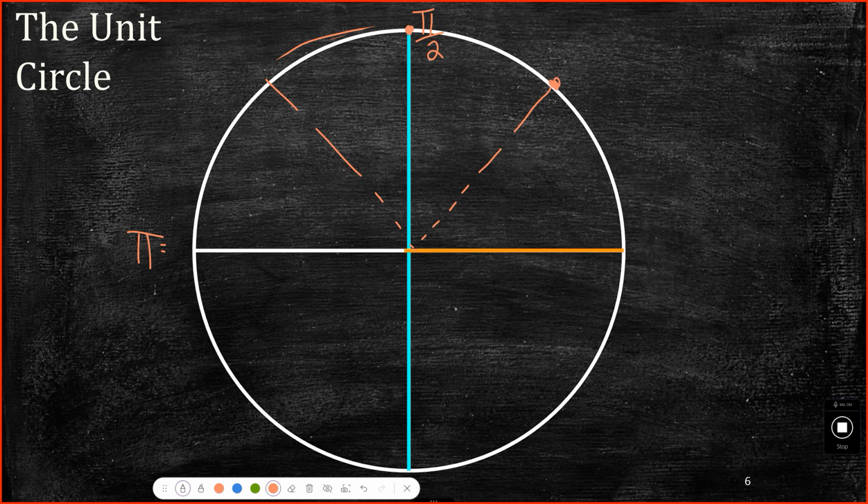I think it's going to be pi over 4. Makes good sense to me. Yes or no? Pi over 4 here? So if that is pi by 4, okay, now, this is the way we're going to do it, okay? So we can derive all these.